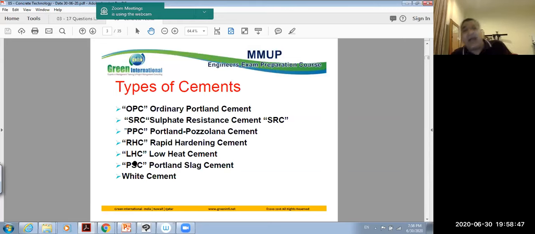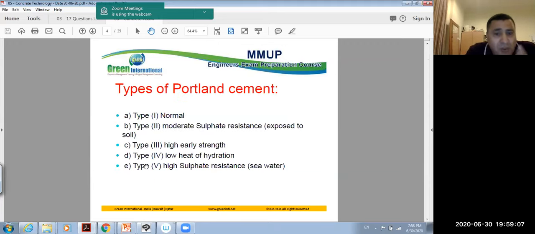When we are casting a dam, for example, and this dam has a huge section, we need a low heat cement, LHC. And we have Portland slag cement and white cement. All of these types of cement, we have type 1, type 2, type 3, type 4. We are going to put it like that.